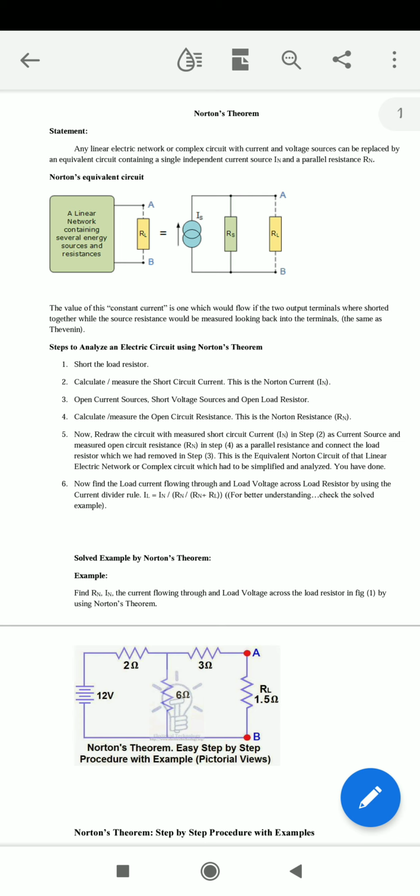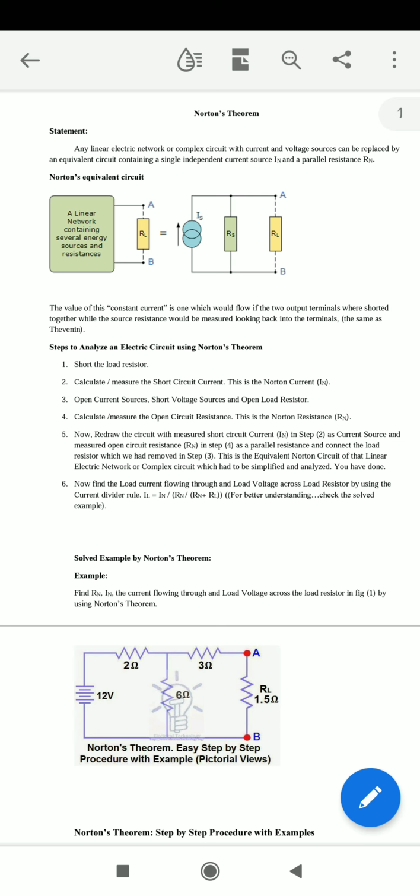Norton's theorem also has a step-by-step procedure, a step-by-step analysis. We can do it in these 6 steps. We can find out how much load current is flowing through the load resistance, and then what the Norton's current is.